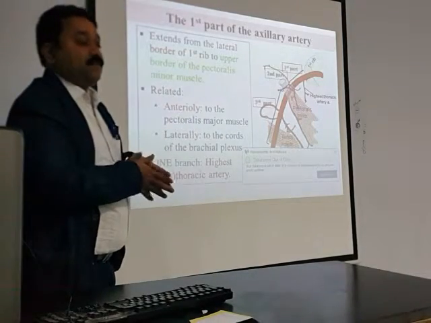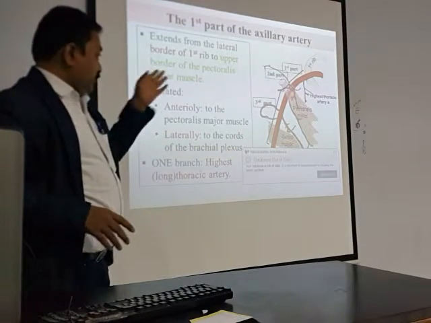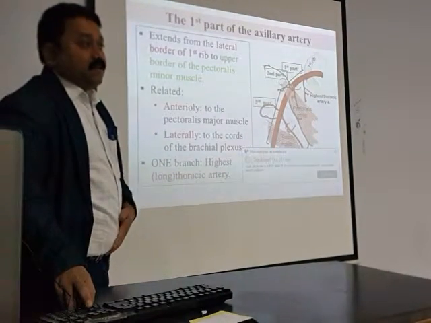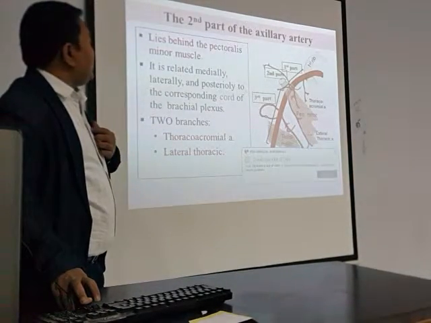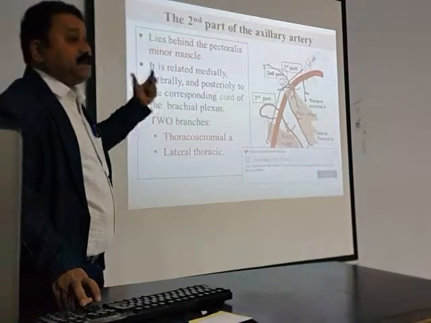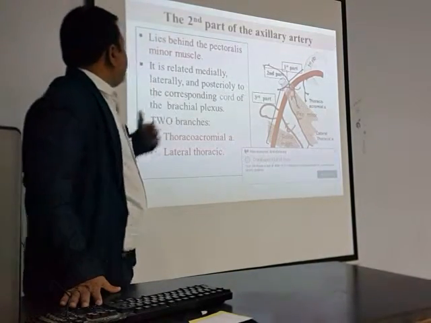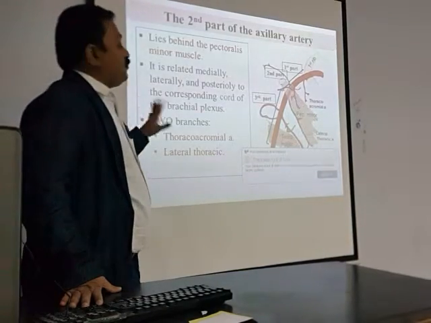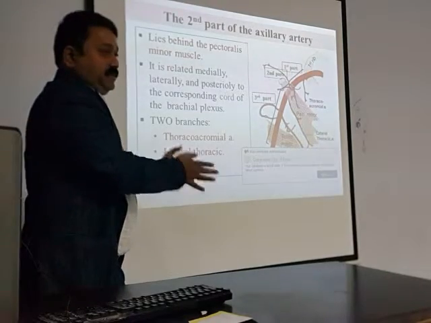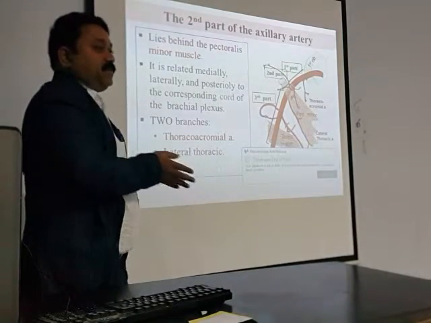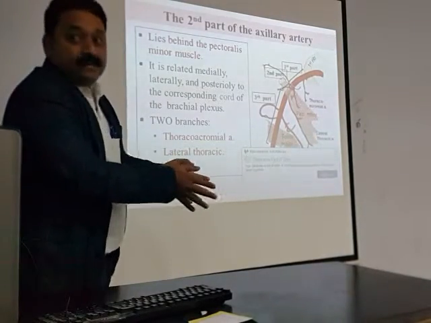Okay, bunches of nerves which supply the upper limb, isn't it? So it gives rise to one branch, that is the long thoracic artery. And the second part of the axillary artery lies behind the pectoralis minor muscle, isn't it? It is related medially, laterally and posteriorly to the corresponding cords of the brachial plexus. The brachial plexus, these are the bunches of nerves traveling along with the artery.